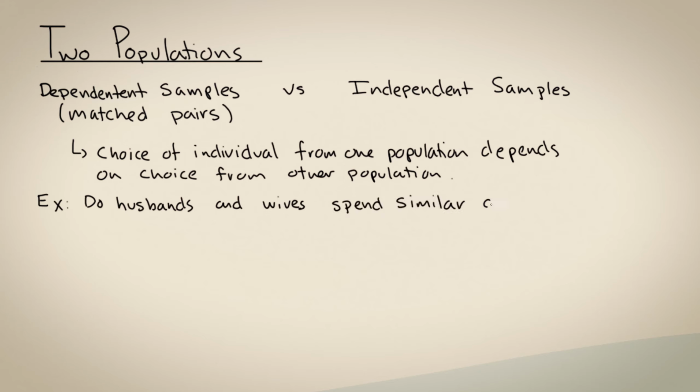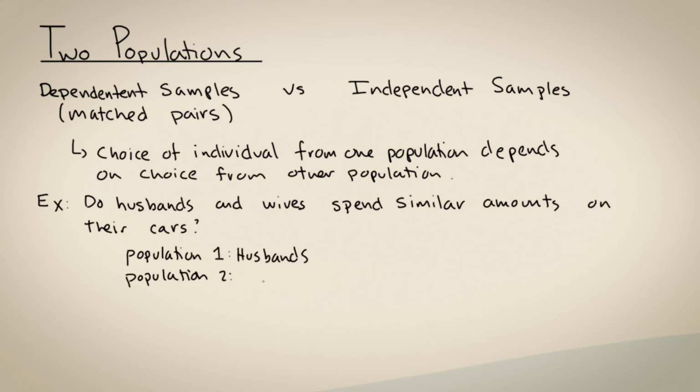For example, suppose that you were asking the question, do husbands and wives spend similar amounts on their car? I'm going to choose the first population to be the husbands and the second population to be the wives. And there is a natural way to pair. If we're trying to compare the amounts that husbands and wives spend on their cars, then you need to pair the husbands and the wives together.